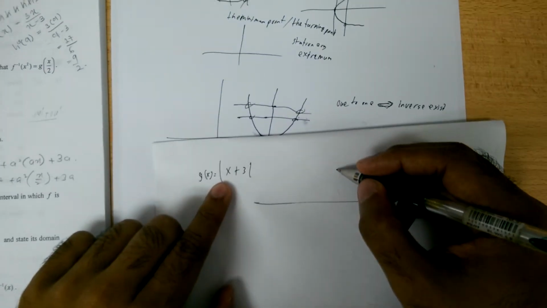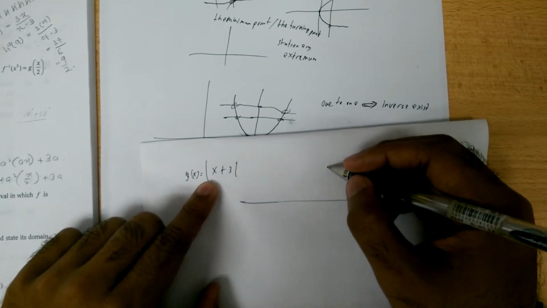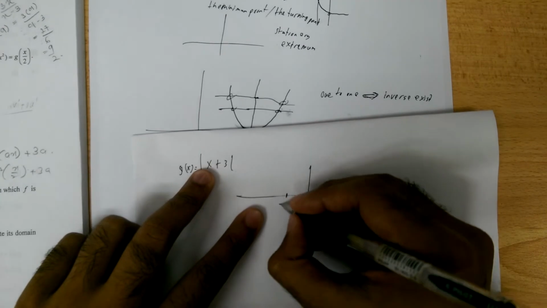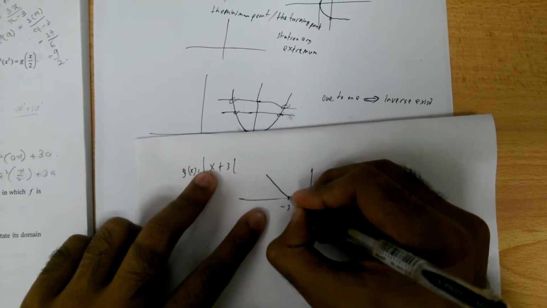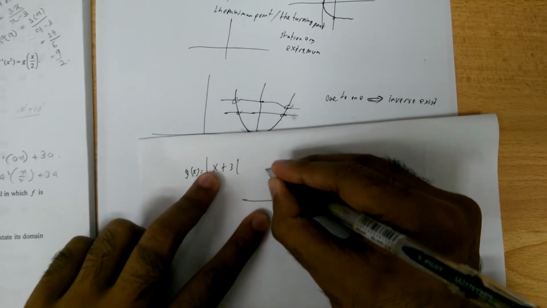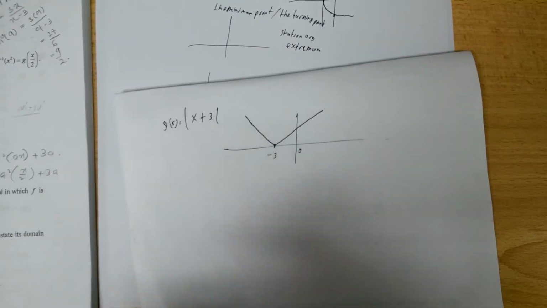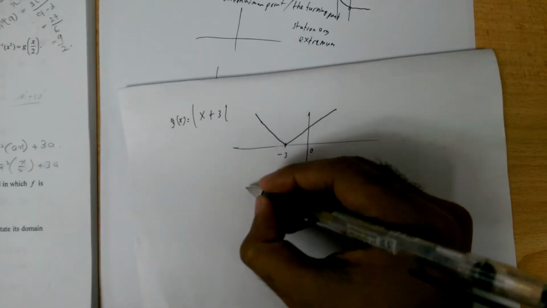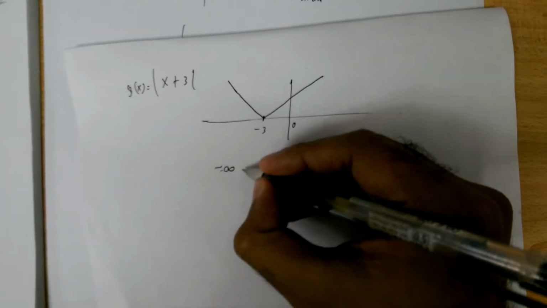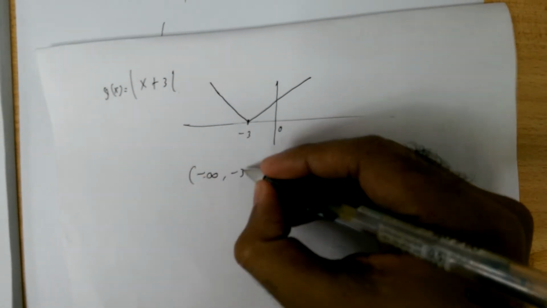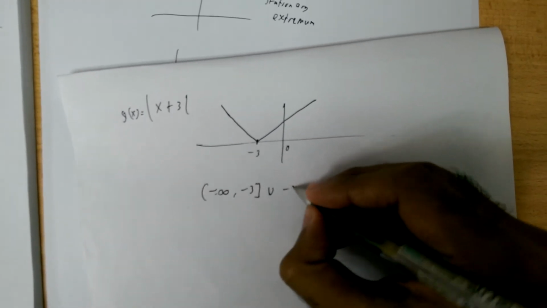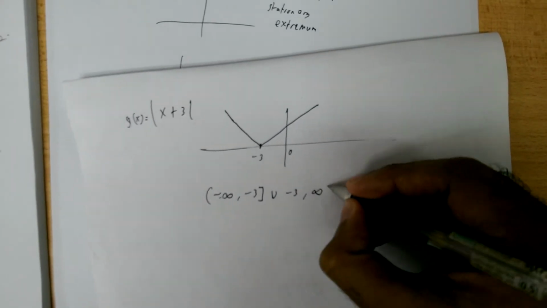What happens when x equals negative 3? 0. So here, negative 3. We have this kind of graph. Can you tell me what is the interval for it to be 1 to 1? Negative 3. So the answer is negative infinity to negative 3, close or open? Close, union of negative 3 to infinity.